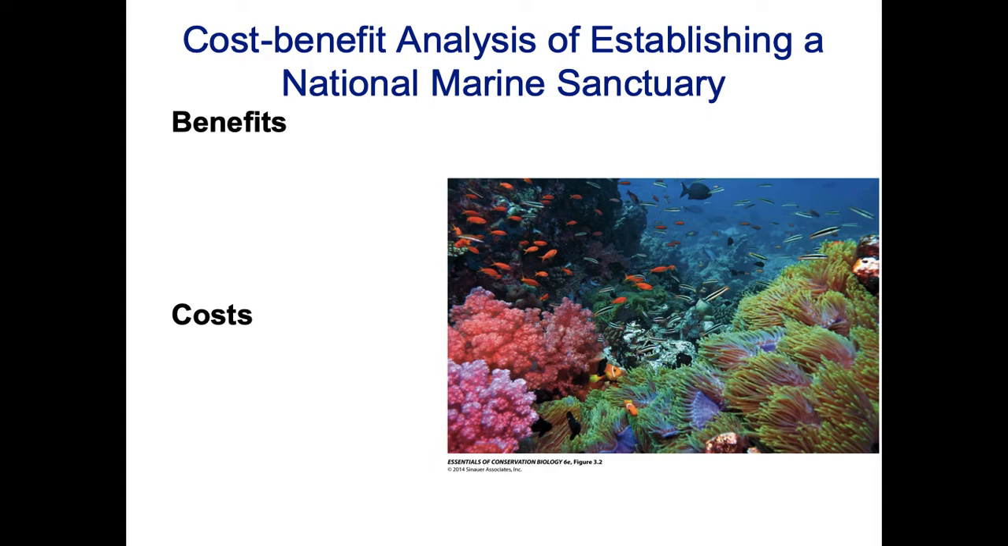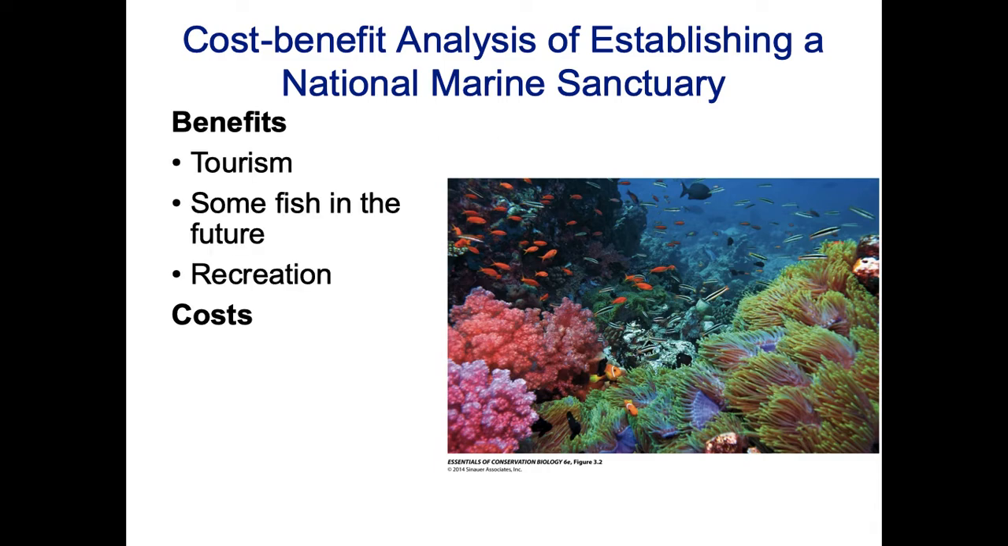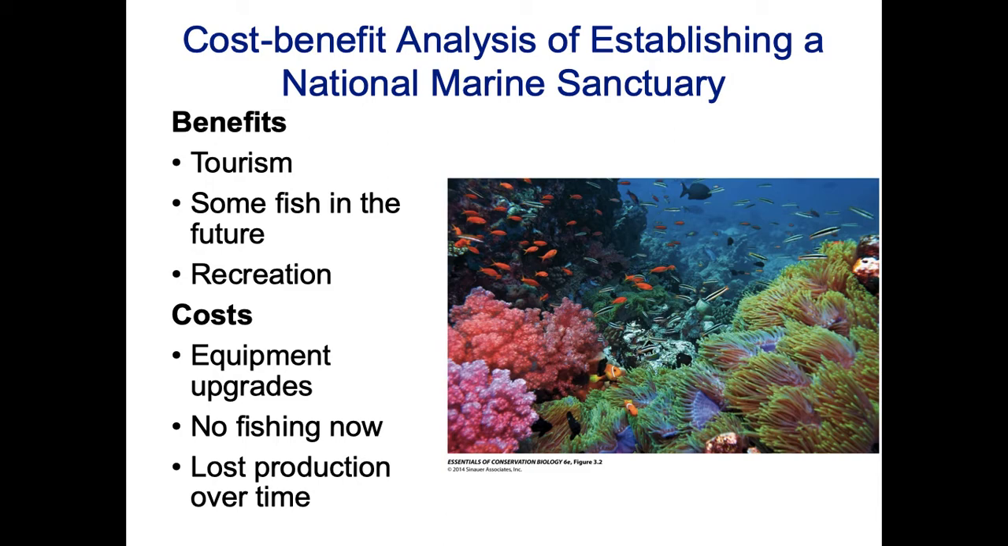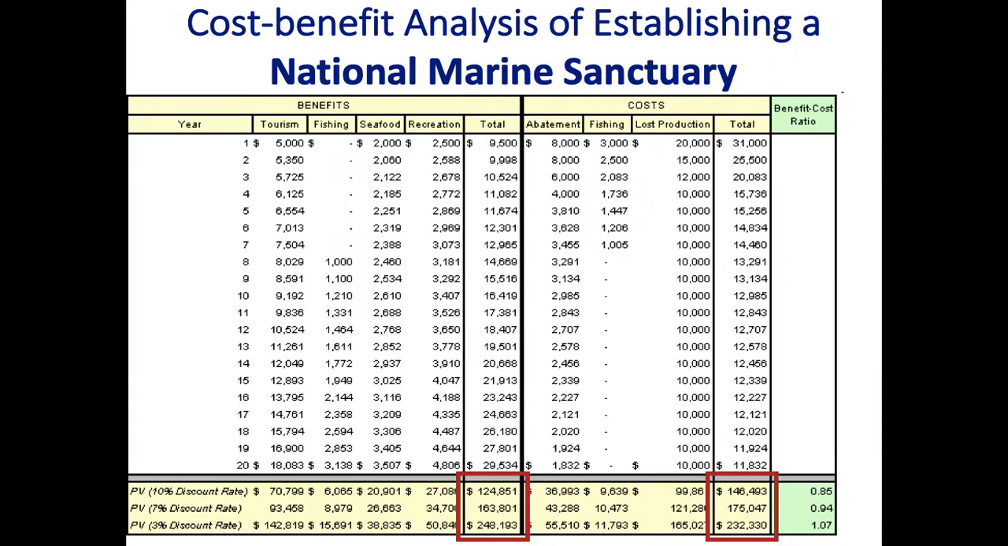And I want to give you an example. A country was trying to decide about establishing a national marine sanctuary. So what do you think some of the benefits and costs might be to putting a national marine sanctuary in place? You can pause the video to brainstorm about what you think. So some of the things that other people have come up with include tourism. If a marine sanctuary is especially where a coral reef is, there could be tourism dollars from people wanting to go snorkeling or scuba diving. It'll save some fish for the future so that we can keep fishing into the future. There's recreation. Costs might include equipment upgrades, no fishing in that particular area for right now, and lost production in terms of fishing for the near term, at least.